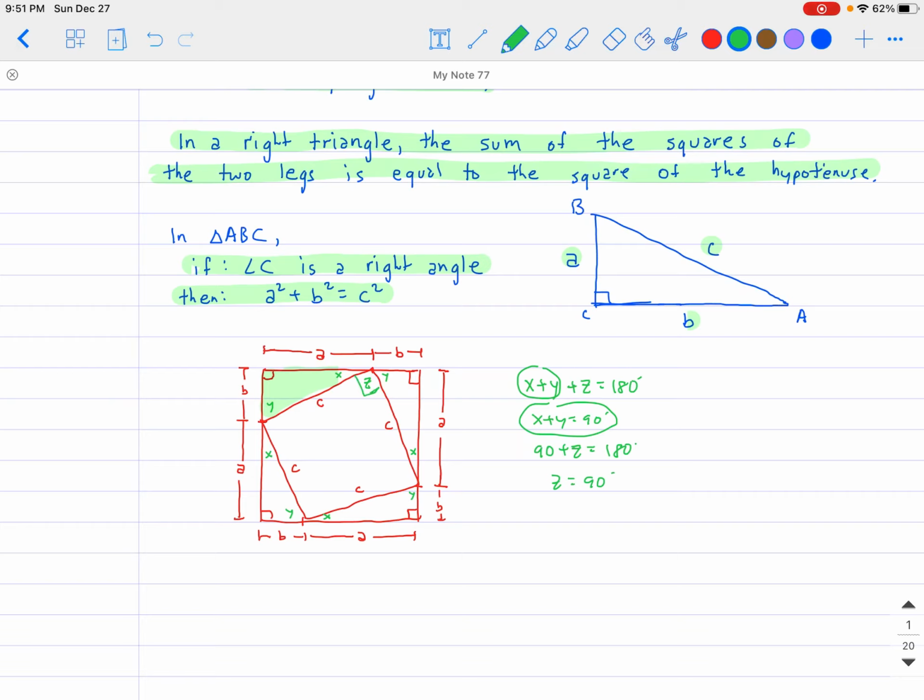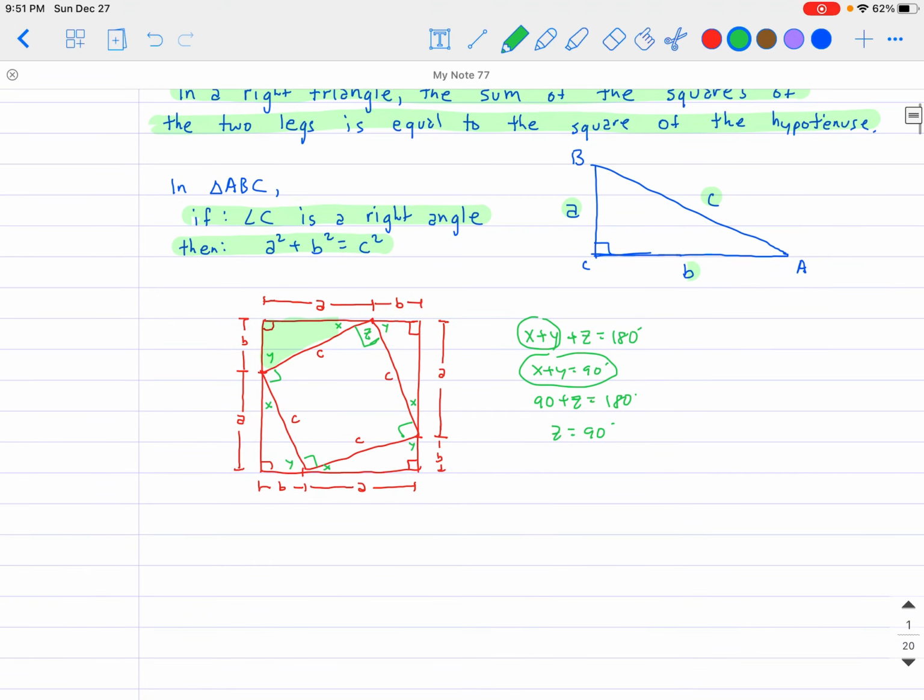And as soon as you say that this guy is a 90-degree angle, then that means that all of these guys right here are going to be right angles as well, because we have a rhombus on the inside. And as soon as you have one right angle, there's a theorem that says you have 4 right angles. But nonetheless, the more important part is that the inside is going to be a square. So that is going to be the important part.